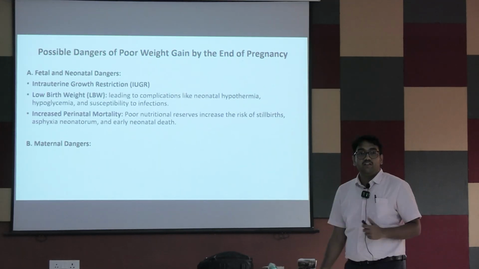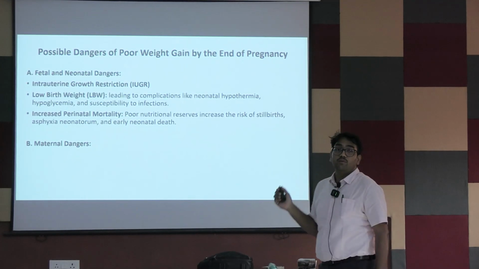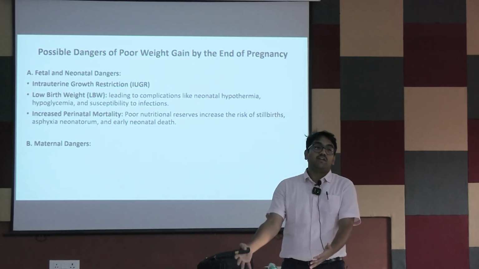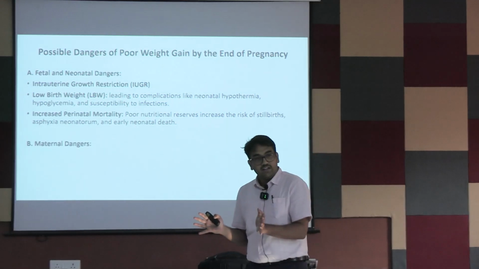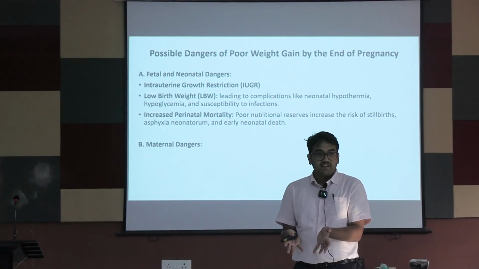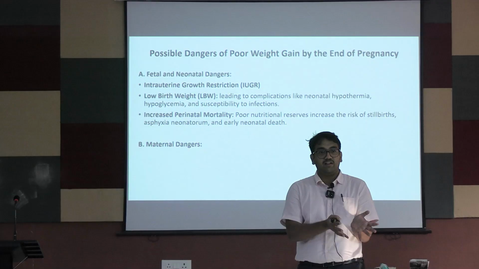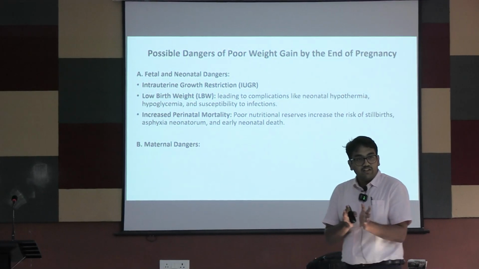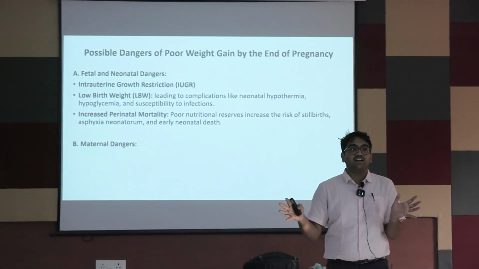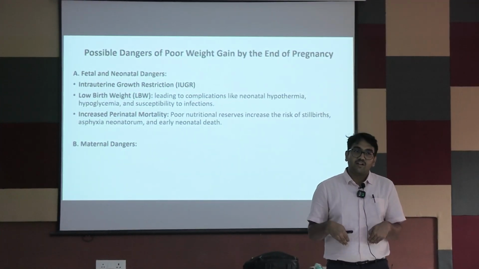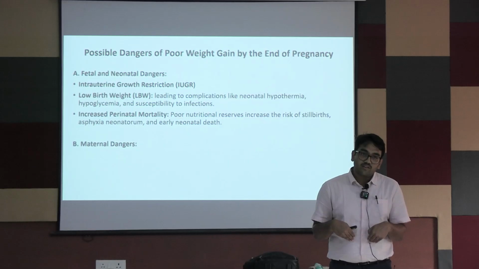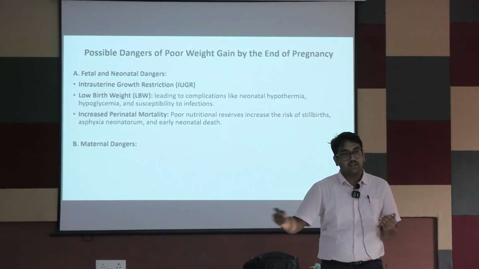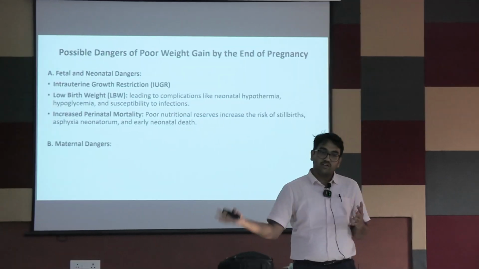So first of all, what are the fetal and neonatal dangers? Once you know, intrauterine growth restriction. The mother is having 12 kg weight gain, but out of that 3 kilograms is the baby itself, and another 1.5 kilograms is the placenta, the uterus and all of that, 2 kilograms, right. So if she is not having at least 6, 7, 8 kilograms of weight gain, that means there will be intrauterine growth restriction. That is a problem, and that will have all of its consequences, low birth weight baby, it being susceptible to all of those infections and all of that.